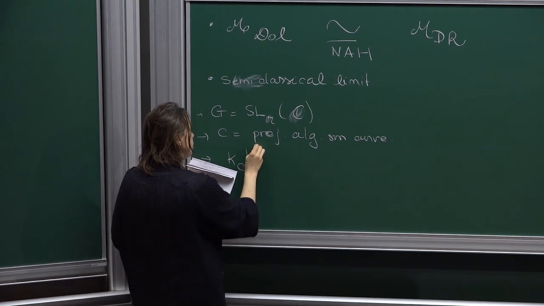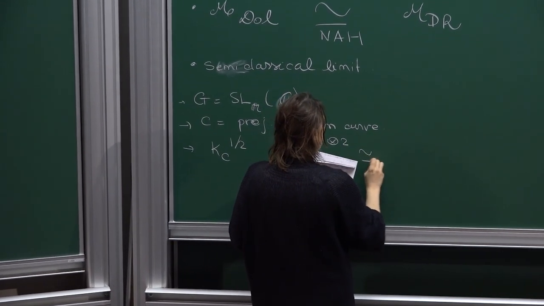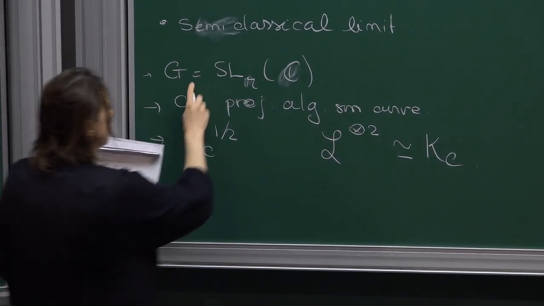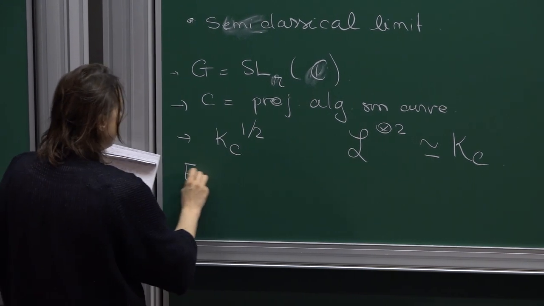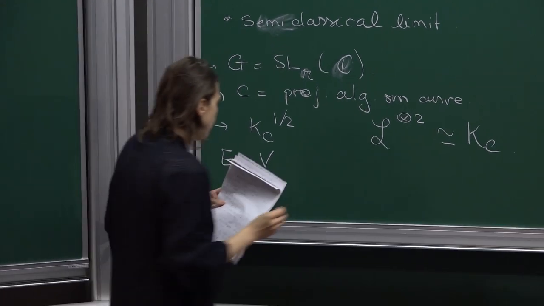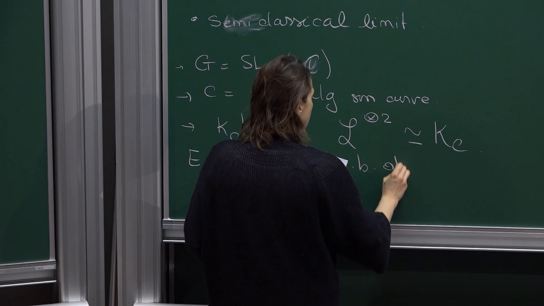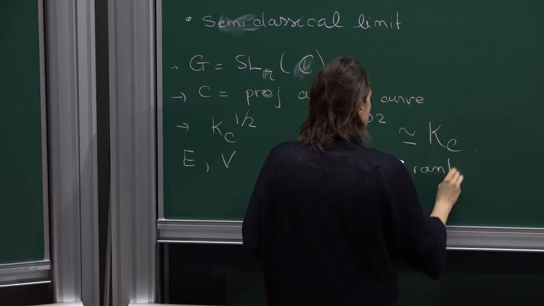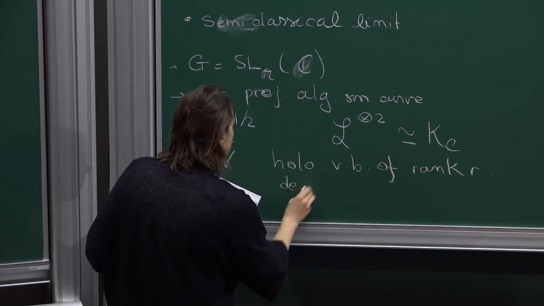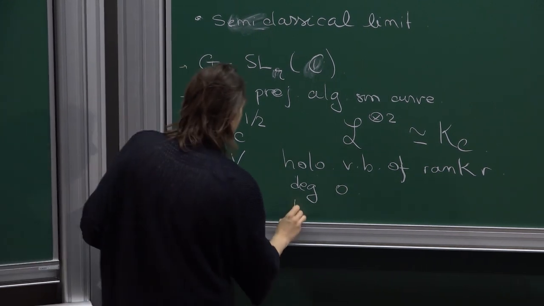I'm going to choose a spin structure, and that is going to be L, a line bundle, so that L squared is canonical. And because I'm working with this group, I'm going to use both notations E and V to denote holomorphic vector bundles of rank r and degree zero. But also, phi is going to be a traceless Higgs field.